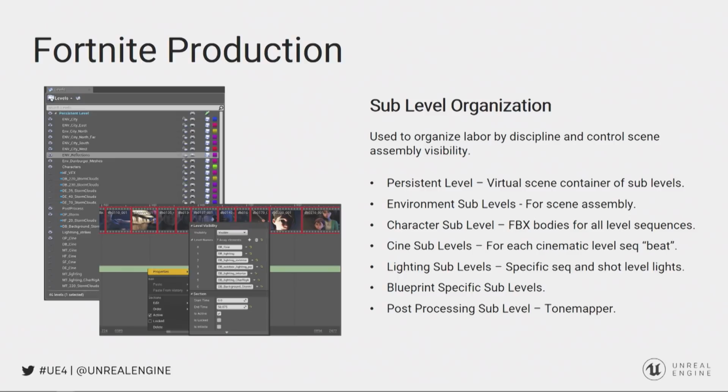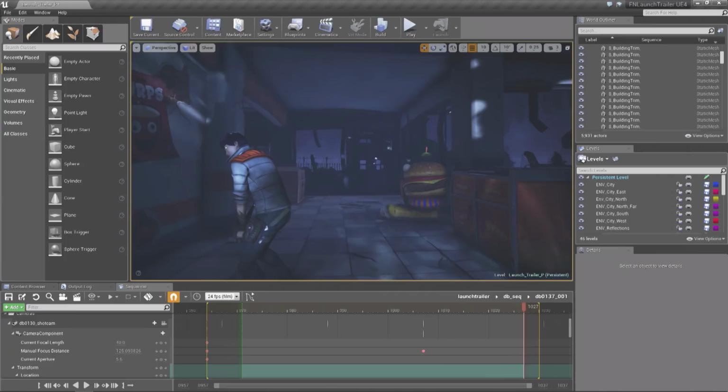We had sub-levels for the environment, sub-levels for characters, and something to hold all the individual bodies that would reference the FBX bodies into each individual level sequence shot. There were cine levels and lighting sub-levels, etc. And you'll see them over here underneath Levels.